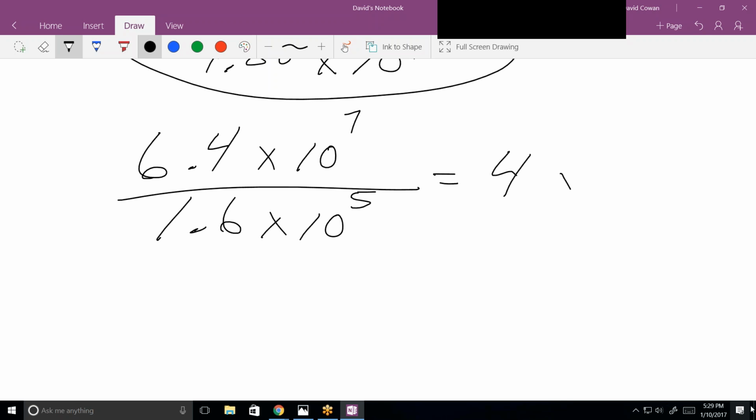Times 10 to the what? What do you do when you're dividing? What do you do to the exponent? You subtract 1. So what's this? That would be 2. What number is that if we're not writing it?